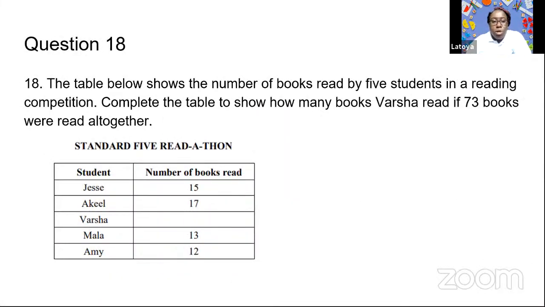Question number 18. The table below shows the number of books read by 5 students in a reading competition. Complete the table to show how many books Vasha read if 73 books were read already.